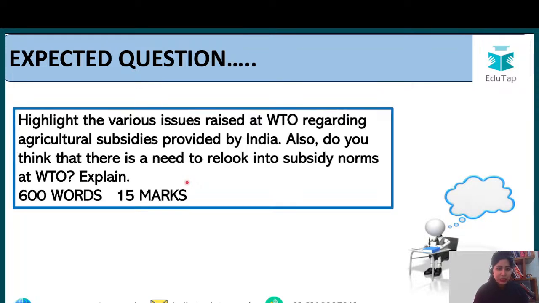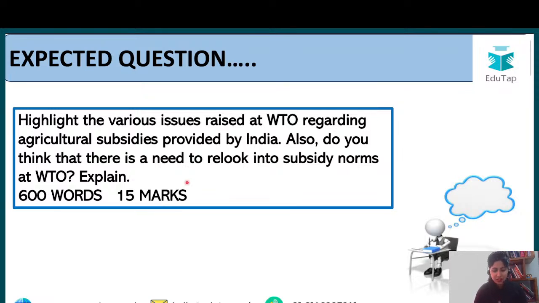So now let's fire the question. Let's see what question is expected, and this is going to be a tough one, guys. So highlight the various issues raised at WTO regarding agricultural subsidies provided by India. So what is the issue of India with regards to agricultural subsidy that gets questioned and that erupts from time to time at WTO? So also, do you think there is a need to relook into subsidy norms at WTO? Explain. Answer for 600 words, that is for 15 marks.